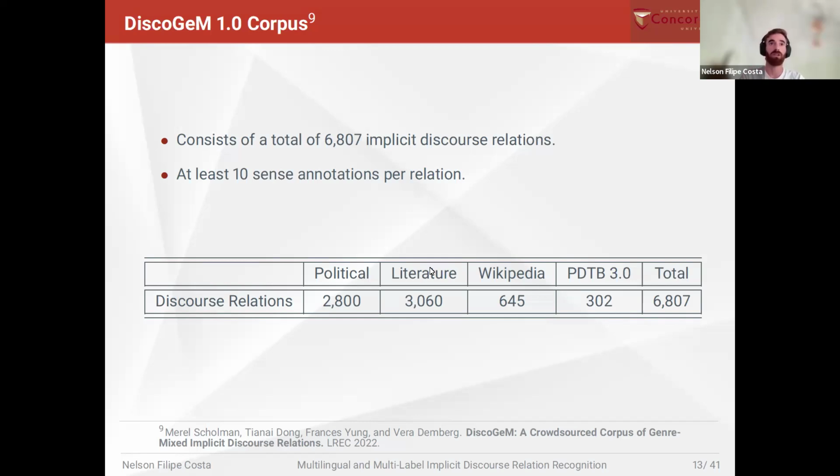For each implicit discourse relation, they collected at least 10 different annotations, which they then averaged to have a distribution of the possible senses per relation. So let's say that for an implicit discourse relation, we'd have 7 annotators saying it's sense A and 3 saying it's sense B. Then they would say that this relation is 70% sense A and 30% sense B, thus keeping a multi-label sense annotation. And they collected implicit discourse relations from different genres: from political texts, literature texts, Wikipedia texts, and also 302 relations directly from the PDTB corpus.